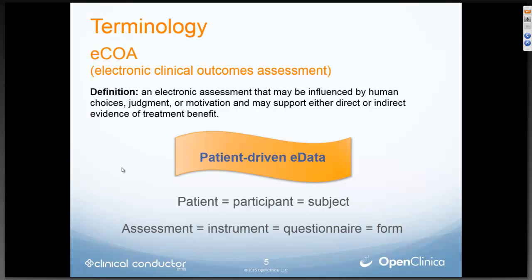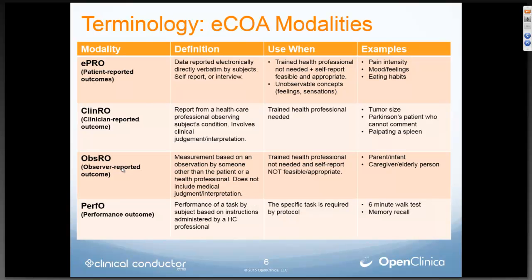And the terms assessment, instrument, questionnaire, and form are also essentially synonyms. So when you look at conducting ECOA, there are several different modalities that ECOA is organized into. We have ePRO, Clinro, OBSRO, and then PERFO. So ePRO, the one at the top, is electronic patient-reported outcomes, and there the actor is the patient, him or herself. And you would use ePRO when a trained health professional is not needed, whenever a self-report is feasible.